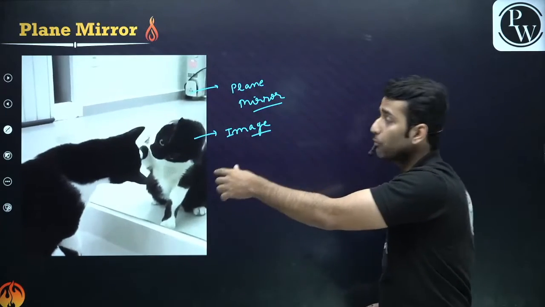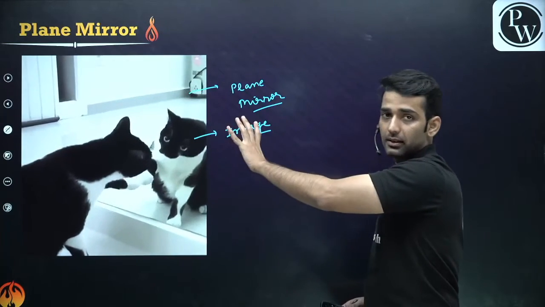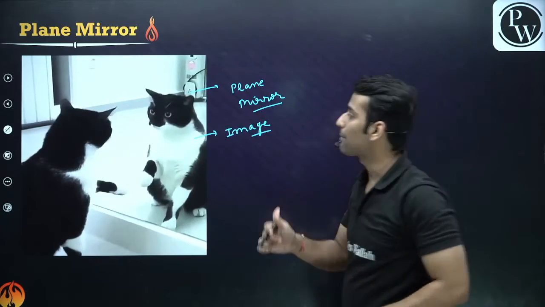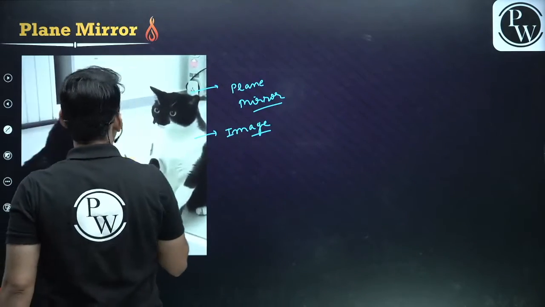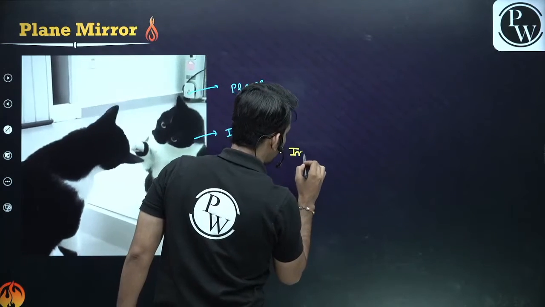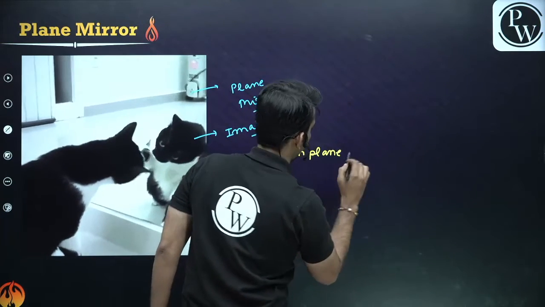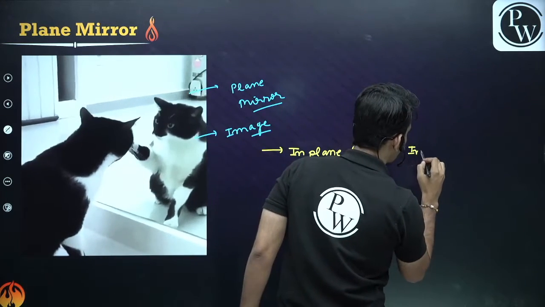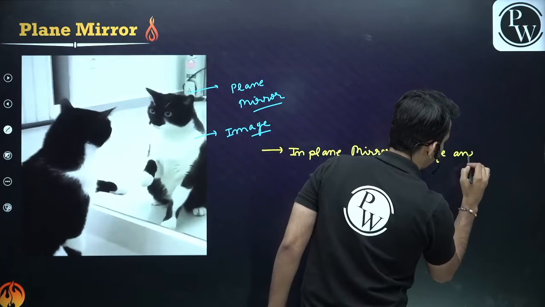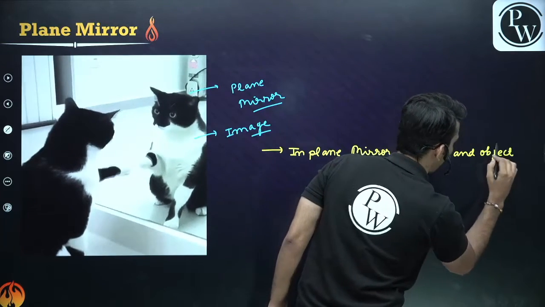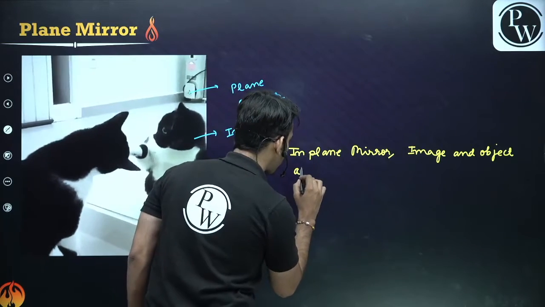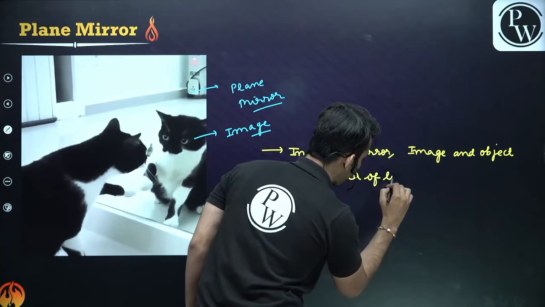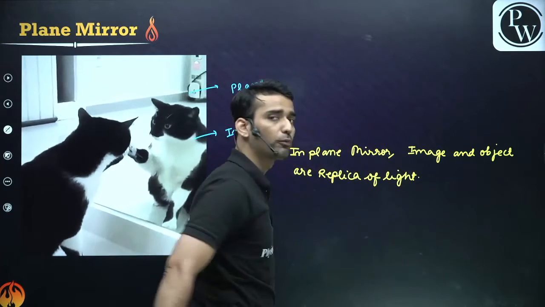So basically what is happening, both are copying each other. The object and the image are copying each other in a plane mirror. So this is what happens here. That is, in a plane mirror, image and object are replicas of each other, which means copies of each other. They both will copy each other.